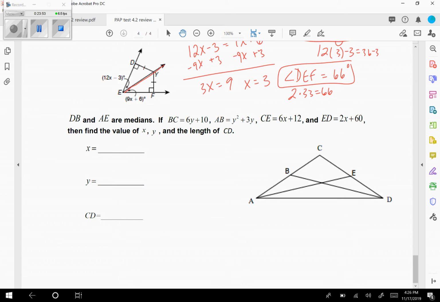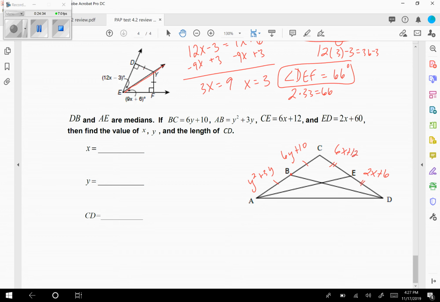Okay, last one. It says DB and AE are medians. So medians, that means that these guys are being bisected there. Okay, so it says BC is 6y plus 10, and AB is y squared plus 3y, and then CE is 6x plus 12, and ED is 2x plus 60. It says we need to find x, y, and then the length of CD.